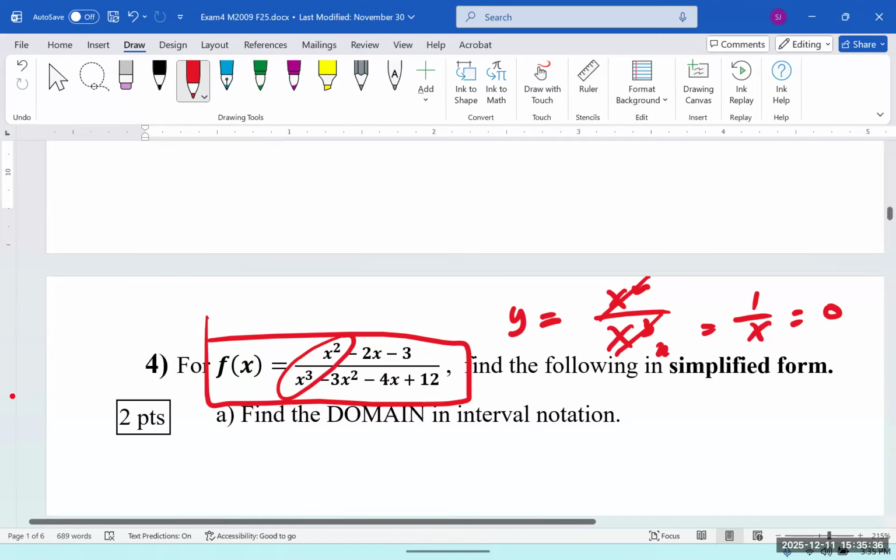And this is also true for the infinite limit. Anytime you have x on the bottom and you're finding an infinite limit, it doesn't matter what type of infinite limit you have, the answer is always 0.